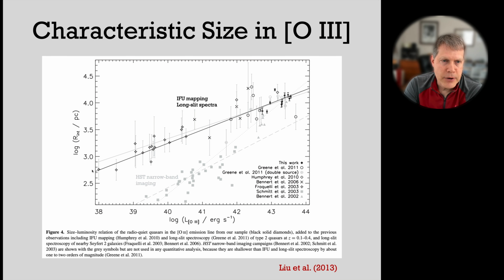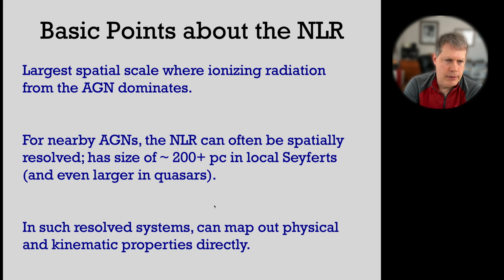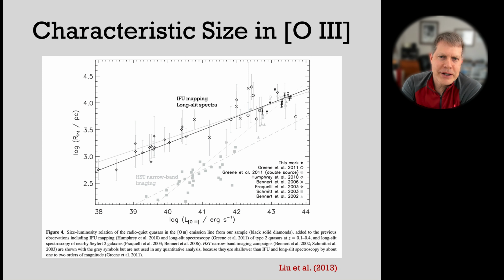And you can see that the narrow line region is very large. It starts with sizes of, again, several hundred parsecs. And then as you go up in O3 luminosity, it can become very large indeed, reaching up to like 10 kiloparsecs. So this can be a very large structure when you go up to high luminosity systems, as we will discuss. Okay, so that's the characteristic size. And well, then, in such physically large systems, we have the great advantage that we can map out directly the physical and kinematic properties spatially across the narrow line region.